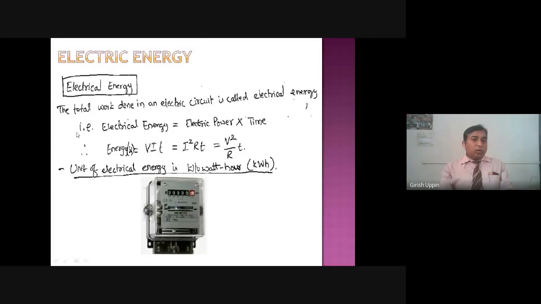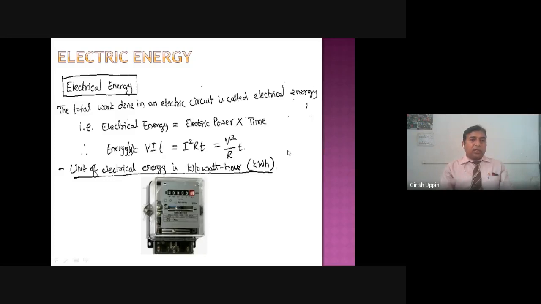So electrical energy: total work done in an electric circuit is called electrical energy. The formula is electrical energy is equal to electric power into time, that is P into T. Power can be represented in three forms: VI, I square R, or V square by R. Depending upon that, energy can be represented in three different forms. Energy is equal to V into I into time, is equal to I square R into time, is equal to V square time divided by R.